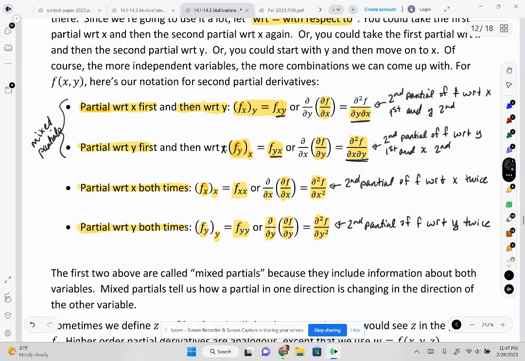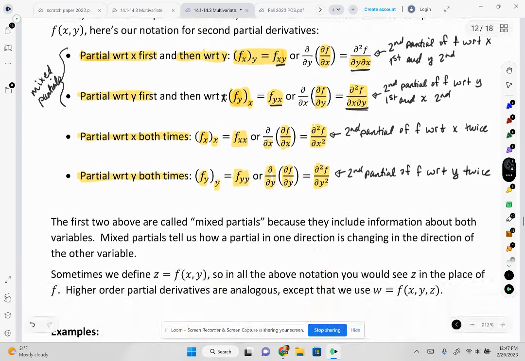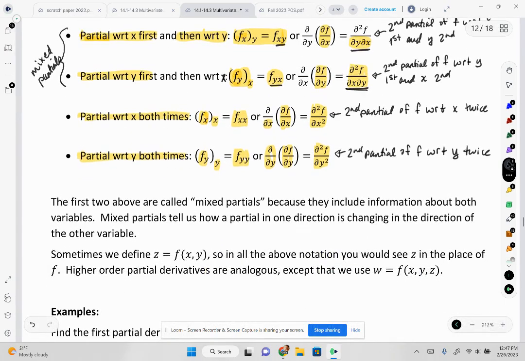And you have to know that, because you'll be asked to find the mixed partials, and you have to know that that's, oh, I have to find f sub xy and f sub yx. And what they tell us is how a partial in one direction is changing in the direction of the other variable, which is kind of weird to even look at.